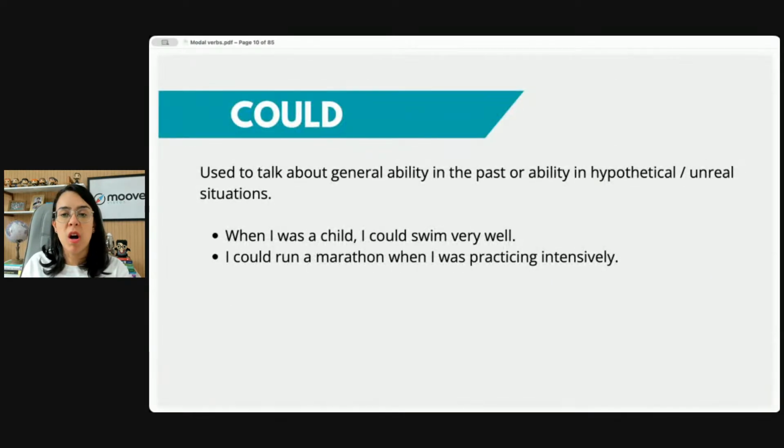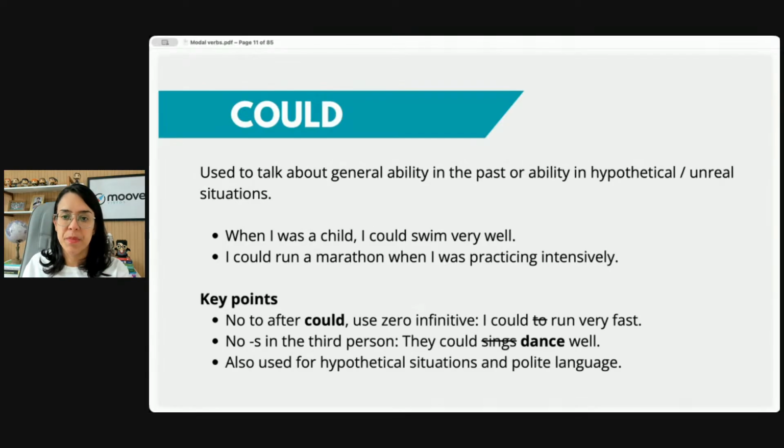Let's move on. Let's talk about could. So another way of talking about ability is using could, but could is used to talk about ability in the past or ability in a hypothetical unreal situation when we are using, for example, a second conditional structure. Okay, here we have two examples with could. When I was a child, I could swim very well. I could run a marathon when I was practicing intensively.